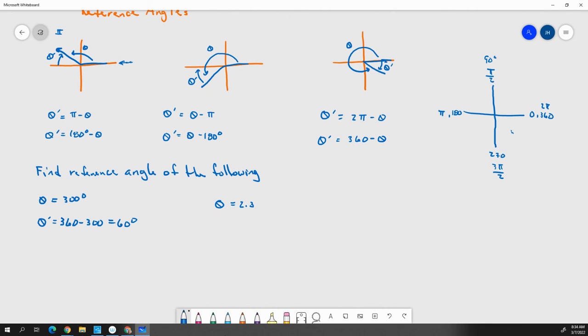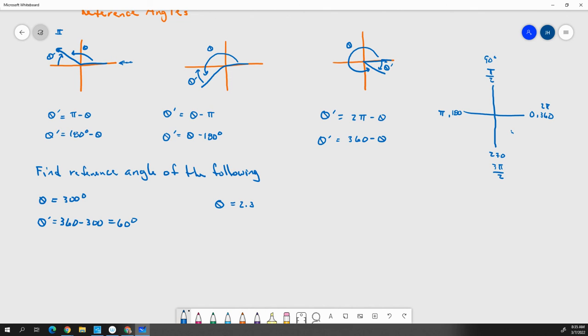So 2.3, when you think about it, if we're talking 3.14, half of 3 is 1.5, right? So we know that 2.3 is going to be more than 1.5, which would be around here. So it's going to fall in this quadrant two because it's less than 3, but it is greater than 1.5. Does that make some sense as far as finding what quadrant 2.3 would be in?